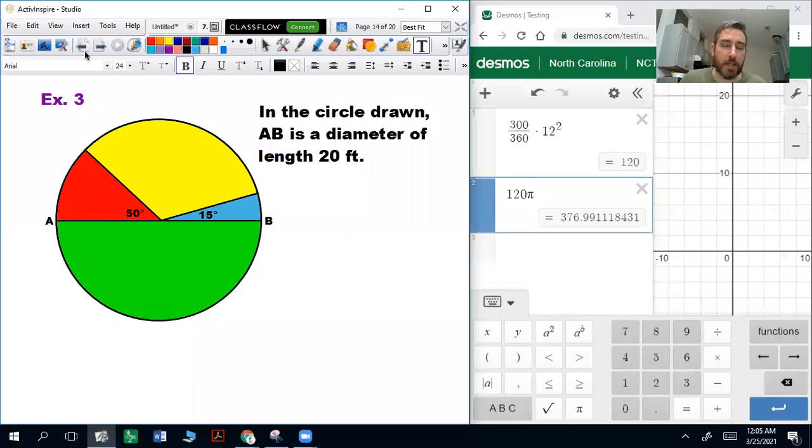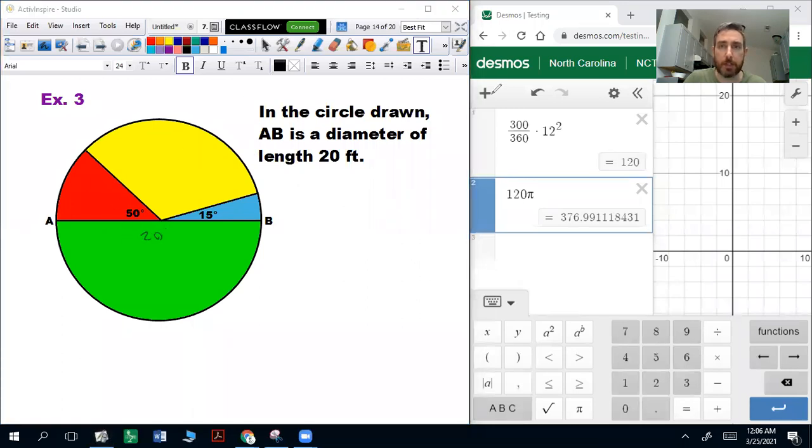All right, in our last example, we want to know some different color portions of this circle. First step is we got a circle. AB is a diameter of length 20 feet. So this length here, I'll go mark that on there since it provided it for us. This is going to be 20.